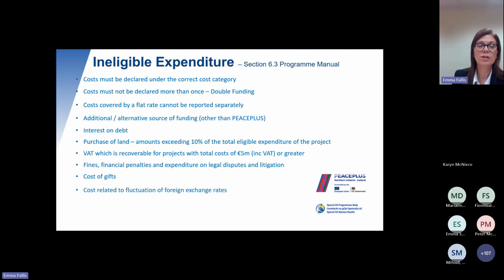Costs related to fluctuation of foreign exchange rates are also ineligible. And this is one thing to bear in mind, because a lot of our projects are implementing and incurring costs in sterling, and you'll be reimbursed in euro. So you need to be mindful that any foreign currency exchange rate costs that you incur can't be claimed through the project.